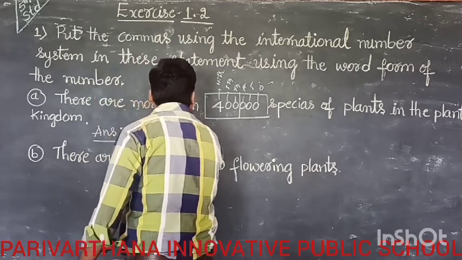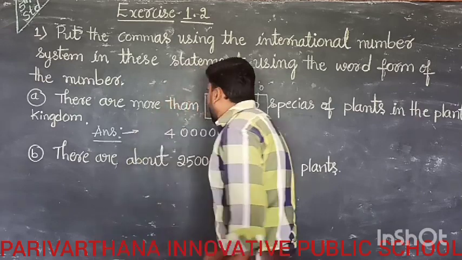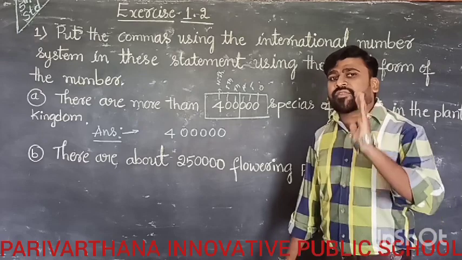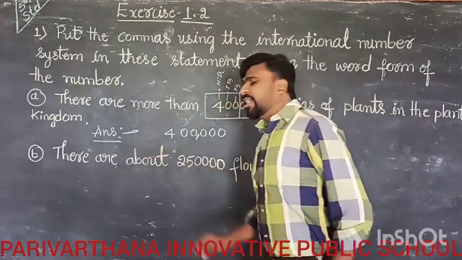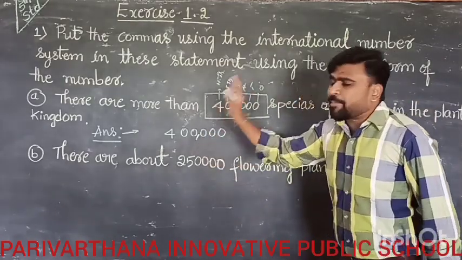Clear? 4, total 50. Now we have to put commas. You already know that in the international system, 3 digits, again 3 digits, finish. This is the answer for the A problem.